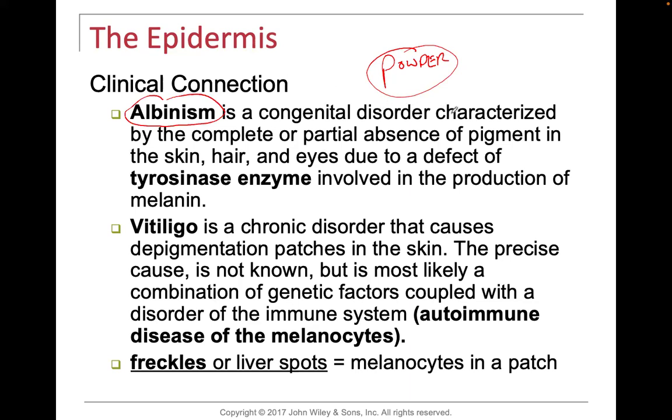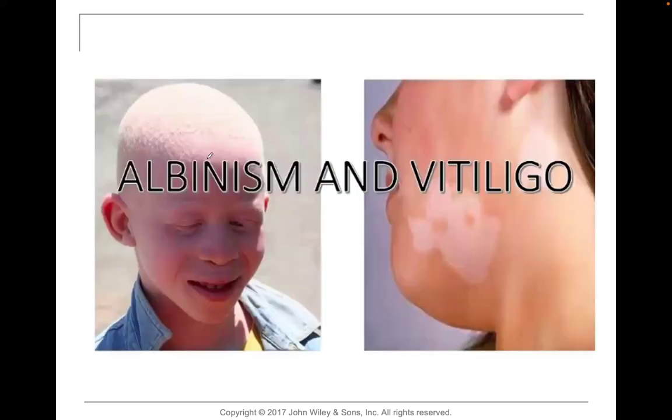It's a congenital disorder that's characterized by complete or partial absence of the pigment on the skin, the hair, and the eyes, due to a defect in tyrosinase enzyme. Remember, we know what tyrosine is, but the ase is the enzyme, and it's involved in the production of melanin. So if you don't have tyrosinase, you can't pigment the skin. That's albino, and that kind of looks like this type of appearance.